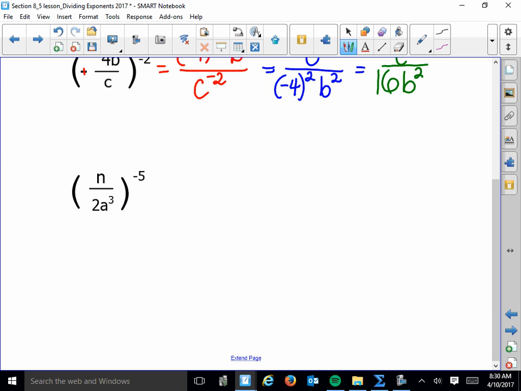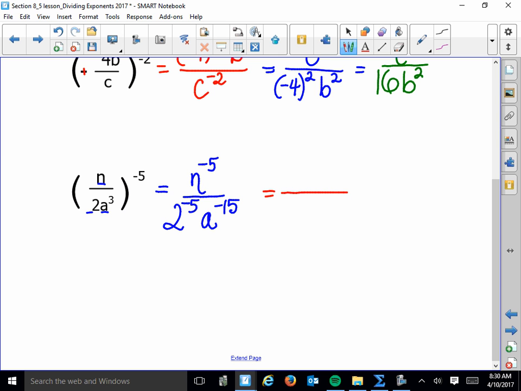Last problem. All right, n divided by 2a to the third. Well, I recognize that I have 1, 2, 3 bases. So I must apply the negative 5 to all 3 bases. And when I raise a power to a power, I multiply the exponents. So n to the negative fifth divided by 2 to the negative fifth, a to the negative 15.